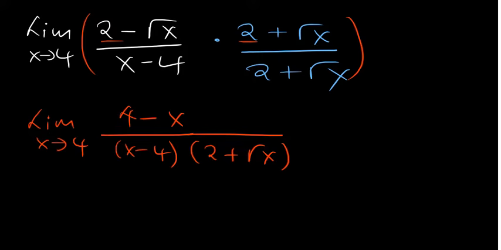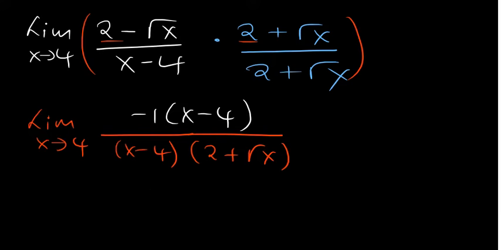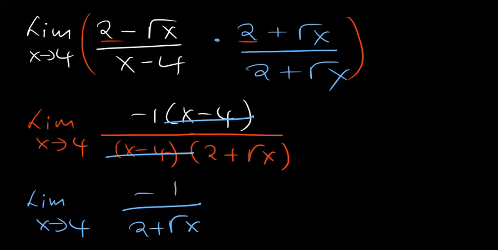So we can pull out a negative from the top part. If we pull out a negative 1, it means x becomes positive and 4 becomes negative, so that if you multiply them again, you get negative x plus 4, which is 4 minus x. So that becomes negative 1 times x minus 4. Okay, so that you can divide, and then you have the limit as x approaches 4 of negative 1 over 2 plus root of x.